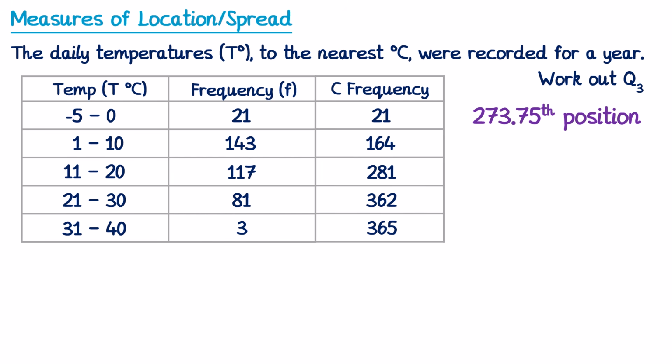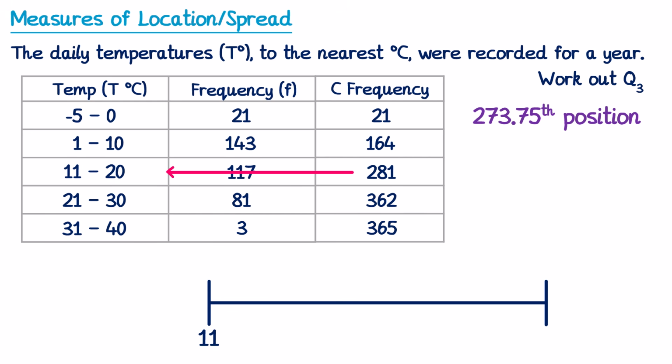Then we proceed as normal, so we look down the cumulative frequency and realize it should be in this group here. This is the temperatures between 11 and 20 degrees C. So when we come to write out this interval, you might think we would write 11 and 20. However, these temperatures are recorded to the nearest degree. So when we look at this interval here, it's actually any temperatures between 10.5 and 20.5 degrees. So these should be the numbers that we use for our interval. It goes from 10.5 to 20.5. And that's the thing you need to watch out for.